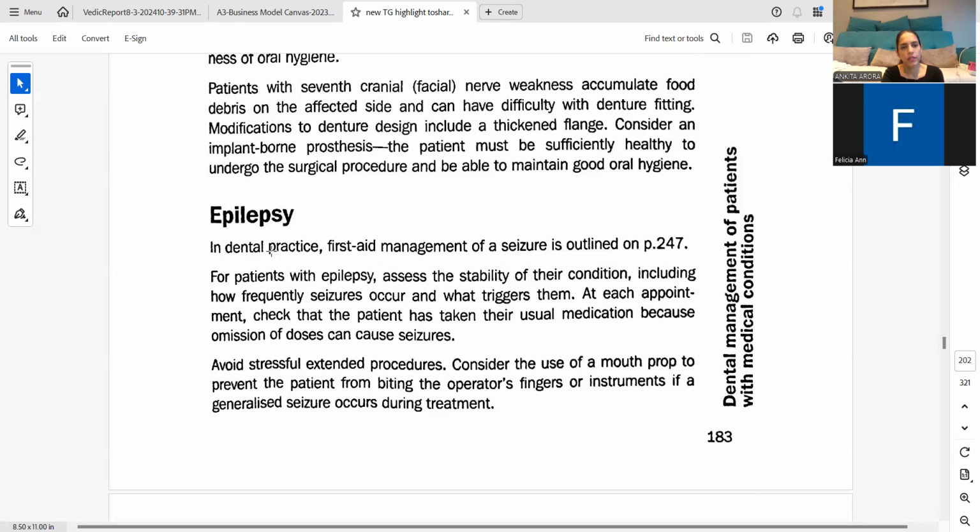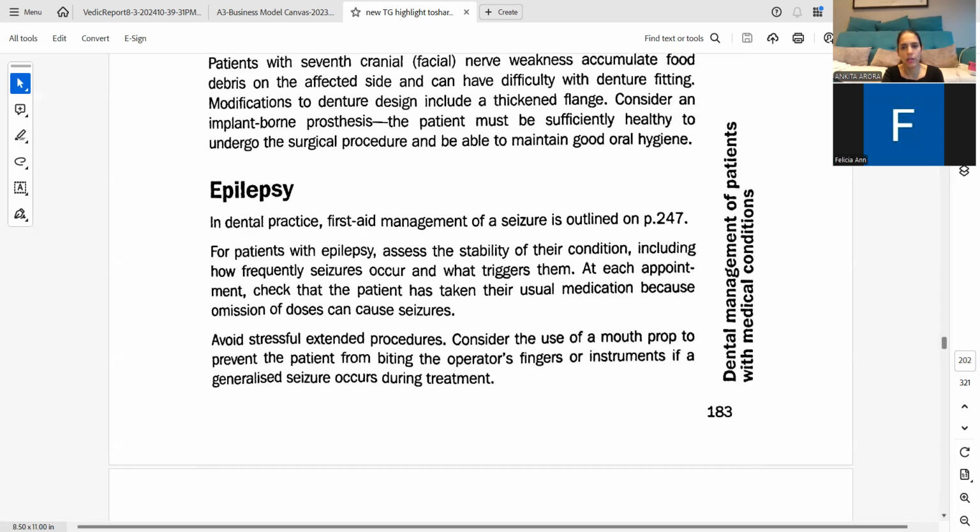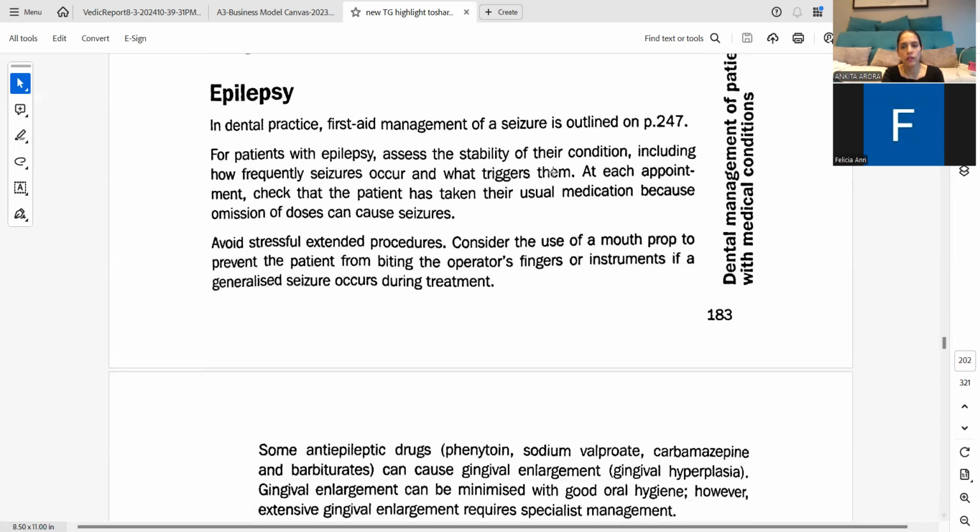Then we have epilepsy. In dental practice, the first aid management of a seizure, we will read in the medical emergencies part of this book. For patients with epilepsy, assess the stability of their condition, including how frequently the seizures occur and what triggers them. At each appointment, check that the patient has taken their usual medication, because omission of doses can cause seizures. Avoid stressful extended procedures. Consider the use of a mouth prop to prevent the patient from biting the operator's fingers or instruments if a generalized seizure occurs during treatment.